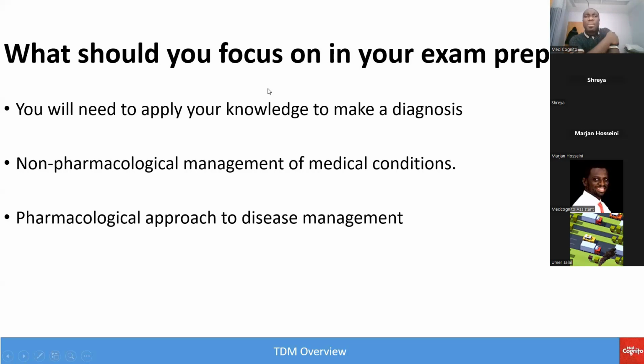Now, when you're preparing for the TDM, what should be your emphasis? What should you focus on so that you can ace the exam and make sure that you are passing the exam very well? What you need to focus on in your exam preparation is you need to know how to apply your knowledge to make a diagnosis, because at times you'll be given a clinical scenario, and based on that clinical scenario, you have to make a diagnosis and treat the patient. Another thing you need to focus on is non-pharmacologic management of medical conditions. That is for the TDM. And then the last one is the pharmacologic approach to disease management.